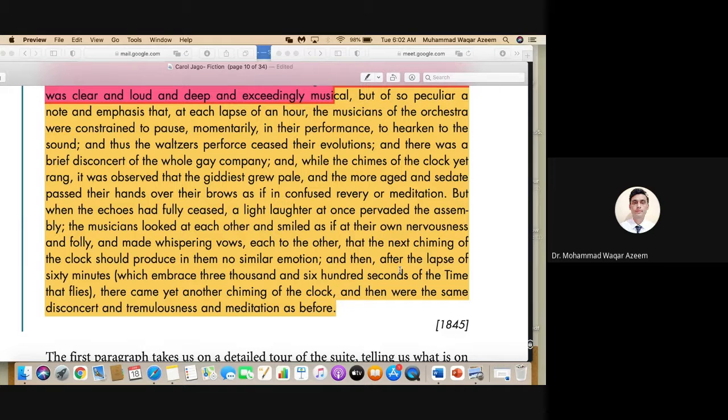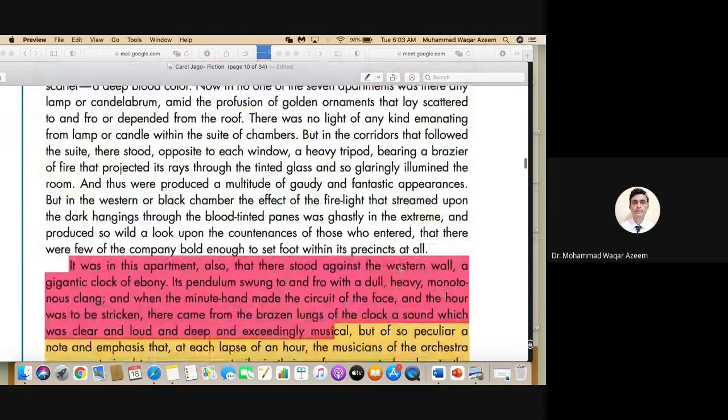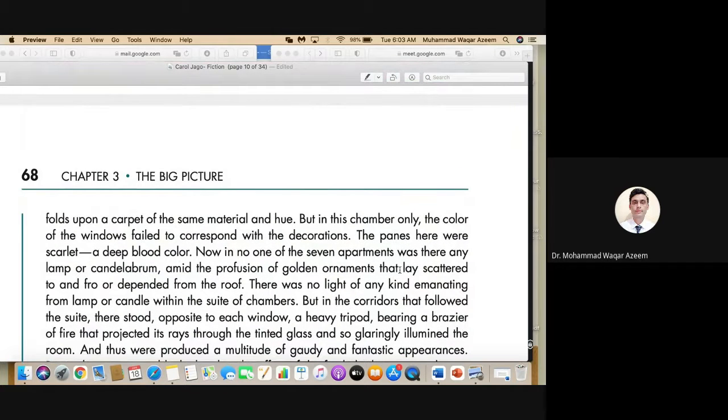Similarly, in the extract from Pride and Prejudice that we read, there was a constant conversation among the characters. Again, in this extract, there is no conversation, right? So, depending upon the style of the writer, the way that setting is described varies.